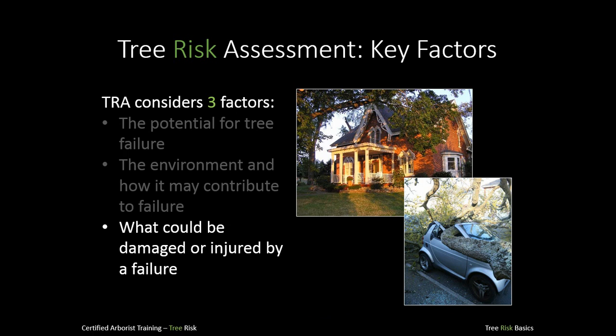And then you need to consider what could be damaged or injured given the failure. A branch like the one in that picture that's over that house, that branch probably isn't big enough to cause significant damage to that house if it fell on the roof. But that same size branch could crush a smart car or person for that matter. So the target and its susceptibility to damage really do matter.